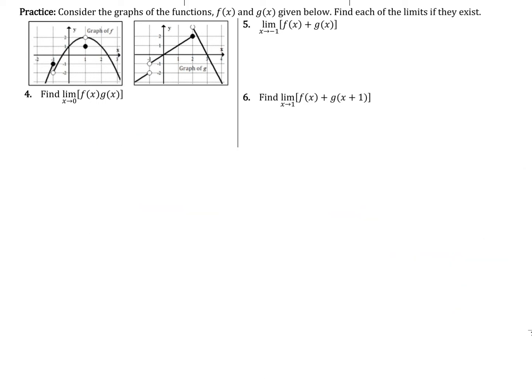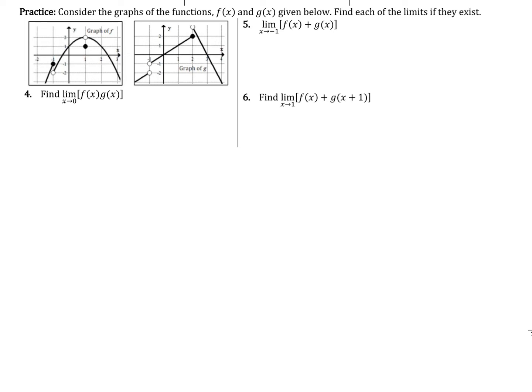Okay, number 6, the limit as x approaches 1 of f of x plus g of x plus 1. So if I look at f of x, it isn't continuous at x equals 1, but the limit exists and is the same from both the left and the right. What's happening with g? Not as we approach 1, because this is as x approaches 1, but in here we're going to be approaching 2. So what's happening with g at 2? We have a jump discontinuity here. So we need to consider one-sided limits.